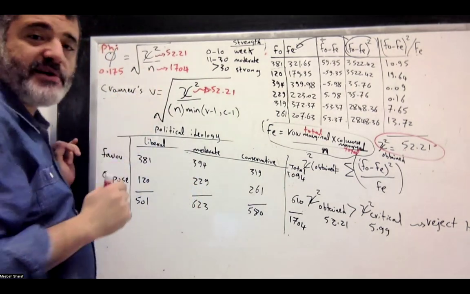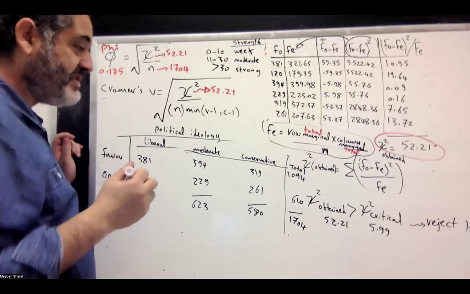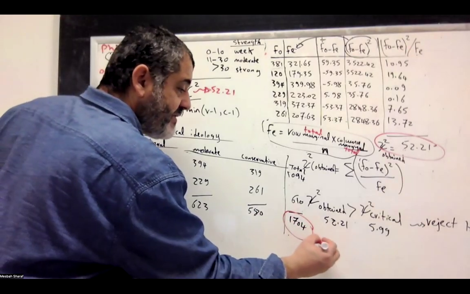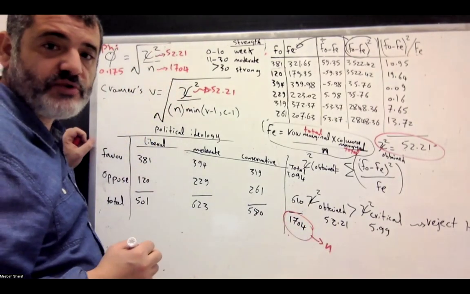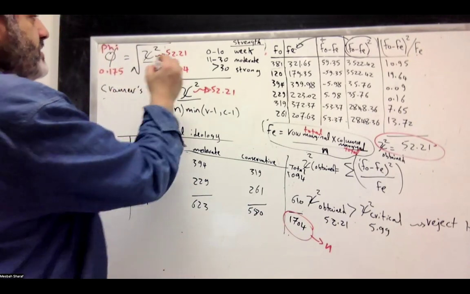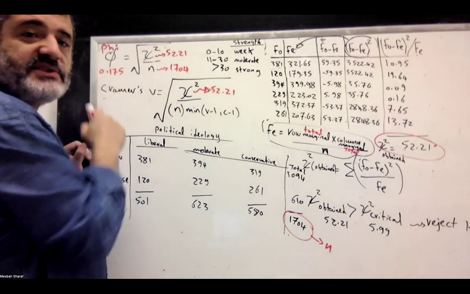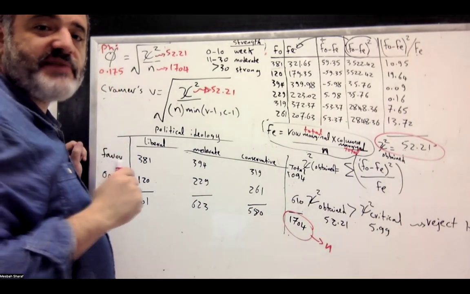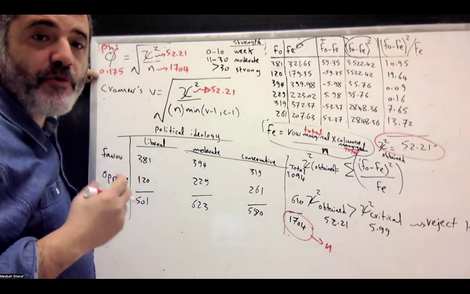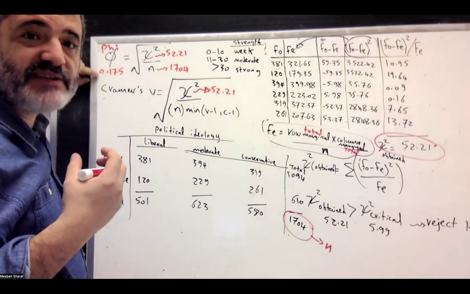N is the total number of cases, the sample size. So in our case, what is the sample size? 1704. This is the total N. Substitute, get the square root. So the phi is 0.175. Now I want to comment on the strength, the magnitude of that number.